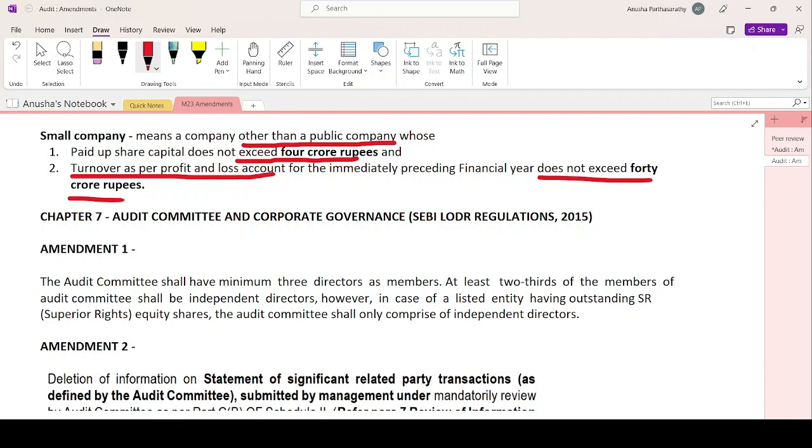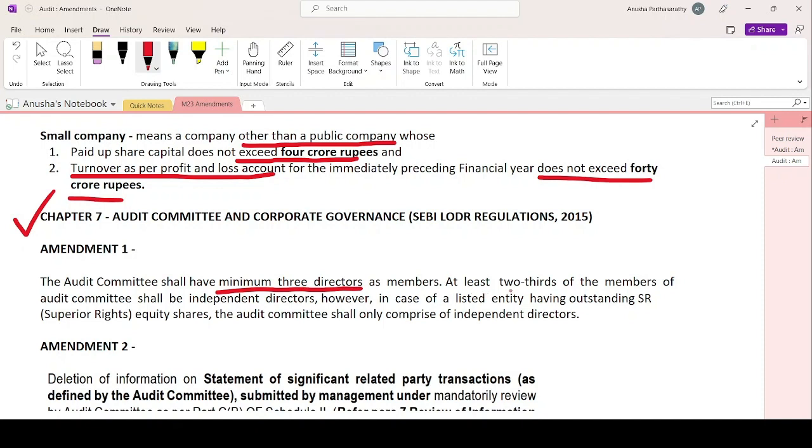Now, let's move on. Chapter number 7, Audit Committee and Corporate Governance and the LODR Regulation. What are the amendments in this area? Has quite a lot of amendments. So, let's go on one by one. Amendment number 1. The audit committee shall have minimum 3 directors as members.